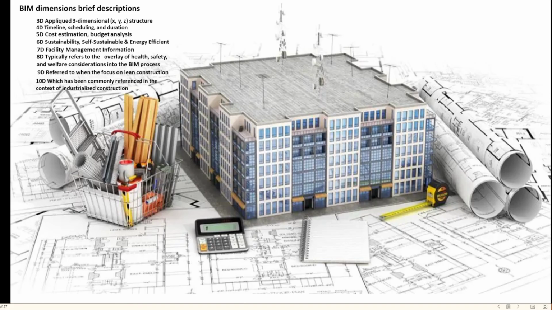BIM dimensions, brief descriptions: 3D, three-dimensional XYZ structure; 4D, timeline, scheduling and durations; 5D, cost estimation, budget analysis; 6D, sustainability, self-sustainable and energy efficient; 7D, facility management information. 8D typically refers to the overlay of health, safety, and welfare consideration into the BIM process. 9D refers to when the focus is on lean construction. 10D has been commonly referenced in the context of industrialized construction.